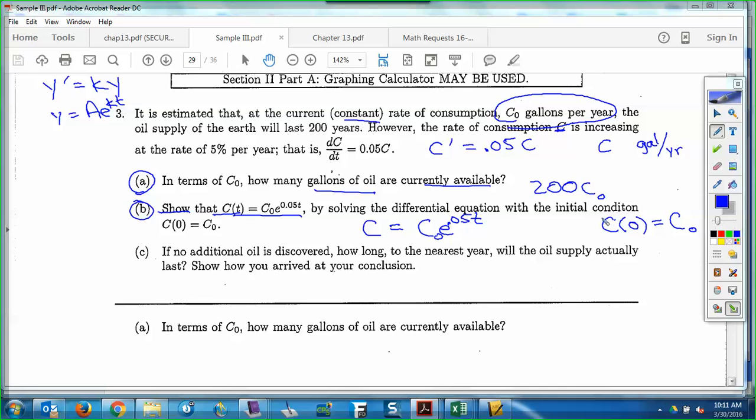We've got to have 1,000 gallons. We're going to use 5 gallons every year. That will last 200 years. So it's just 200 times how many gallons we're using each year. So it's 200 times c sub 0. Okay? All right. So that is our current number of gallons.